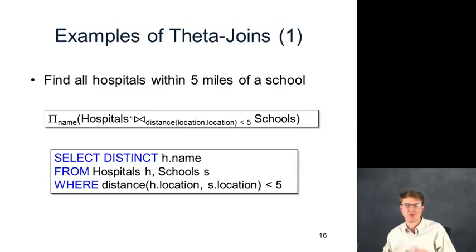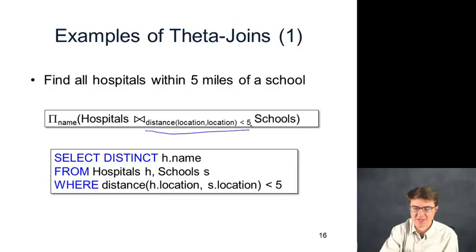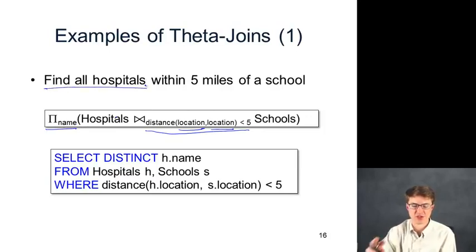Okay. So if you want to say find all hospitals within 5 miles of a school, well, this doesn't immediately seem like a relational algebra query or a SQL query, but it kind of is, right? It's just a join where the join condition is this distance function over the location of the hospital and the location of the school. Okay, and then I did a projection here to project out the name of the hospital, because the English version of this seemed to suggest that we just want the name of the hospital and that's it.